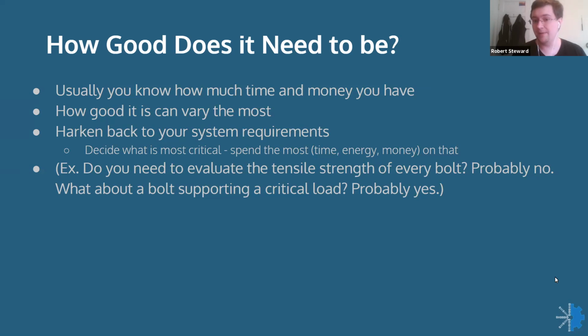You know that you're limited on how long you can spend making a decision, and so you want to avoid focusing on one decision for too long. A good way to think about it is really to focus on those system requirements and maybe your subsystem requirements, and really decide what is the most critical so that you can figure out where you really need to focus your decision making.